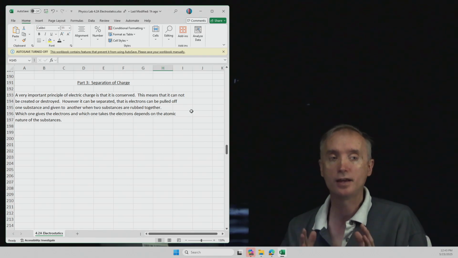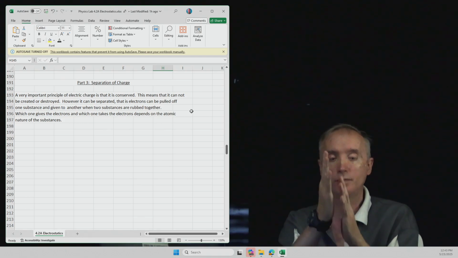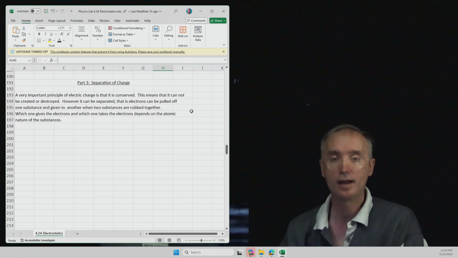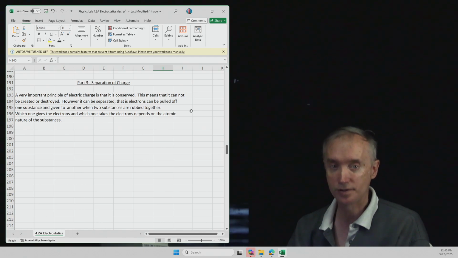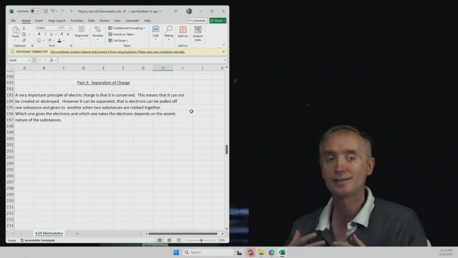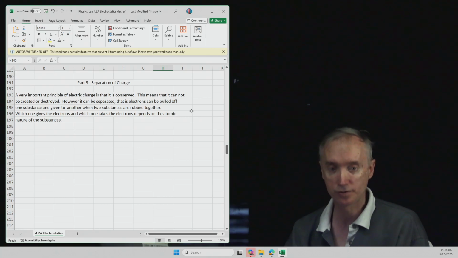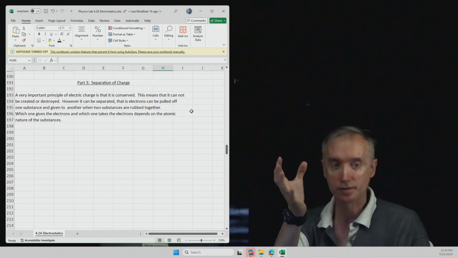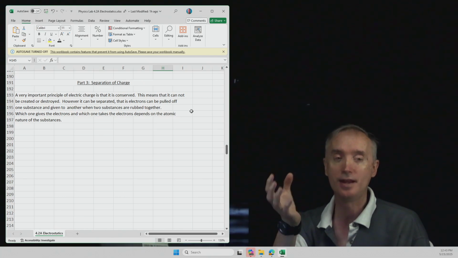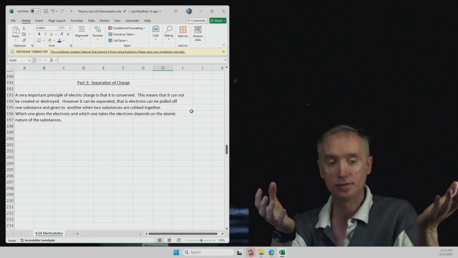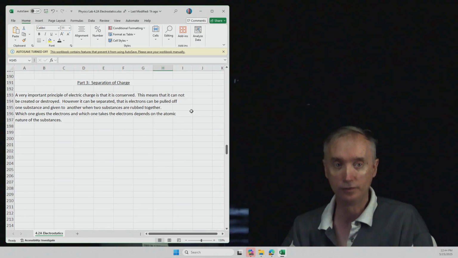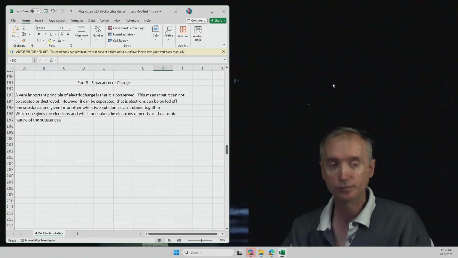So if you take two substances and you rub them together, then what can happen is that the negative electrons can be rubbed off the atoms, and then we separate the electrical charges. So one substance has a net charge of positive, and then the other substance has a net charge of negative. And we're going to kind of explore this idea.